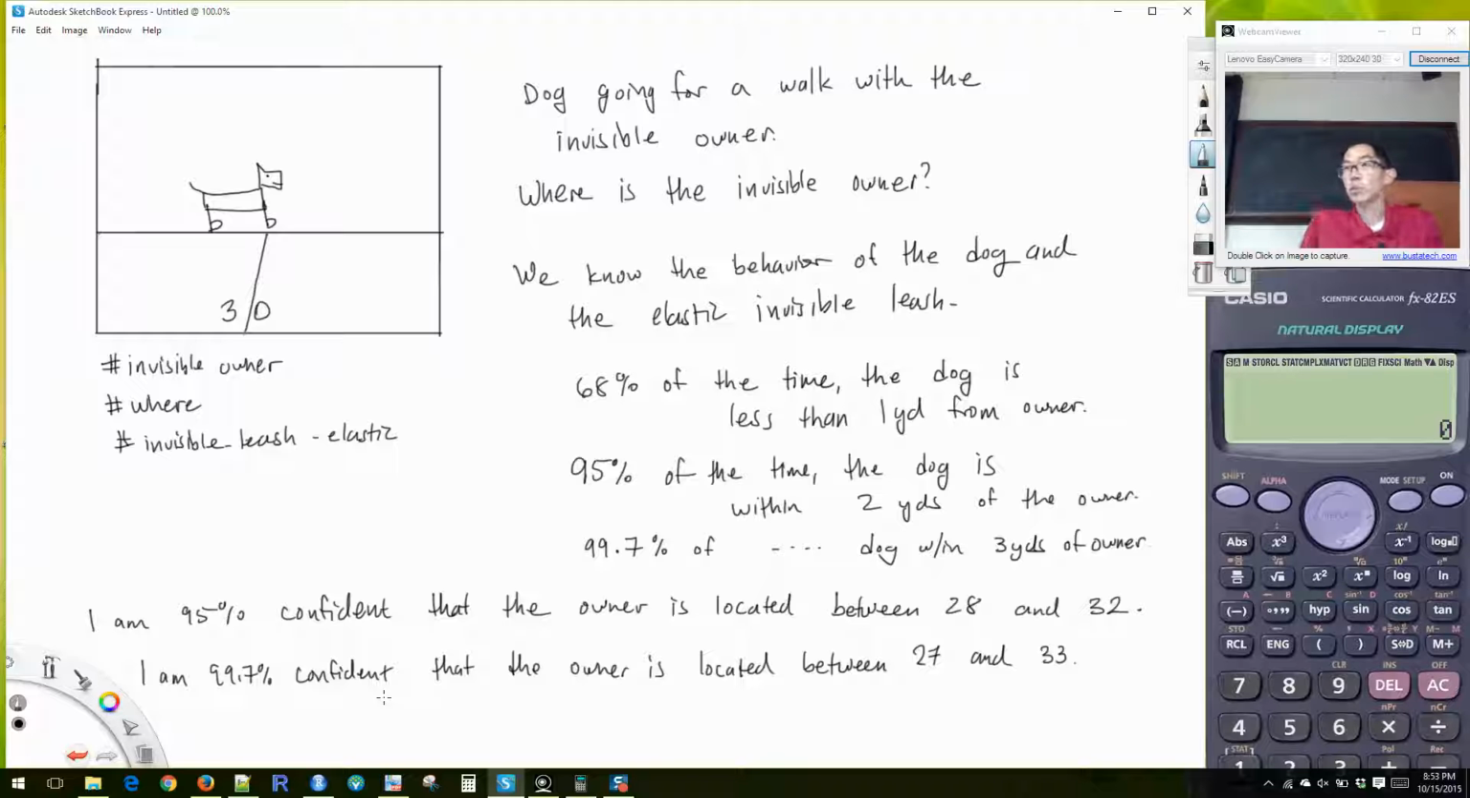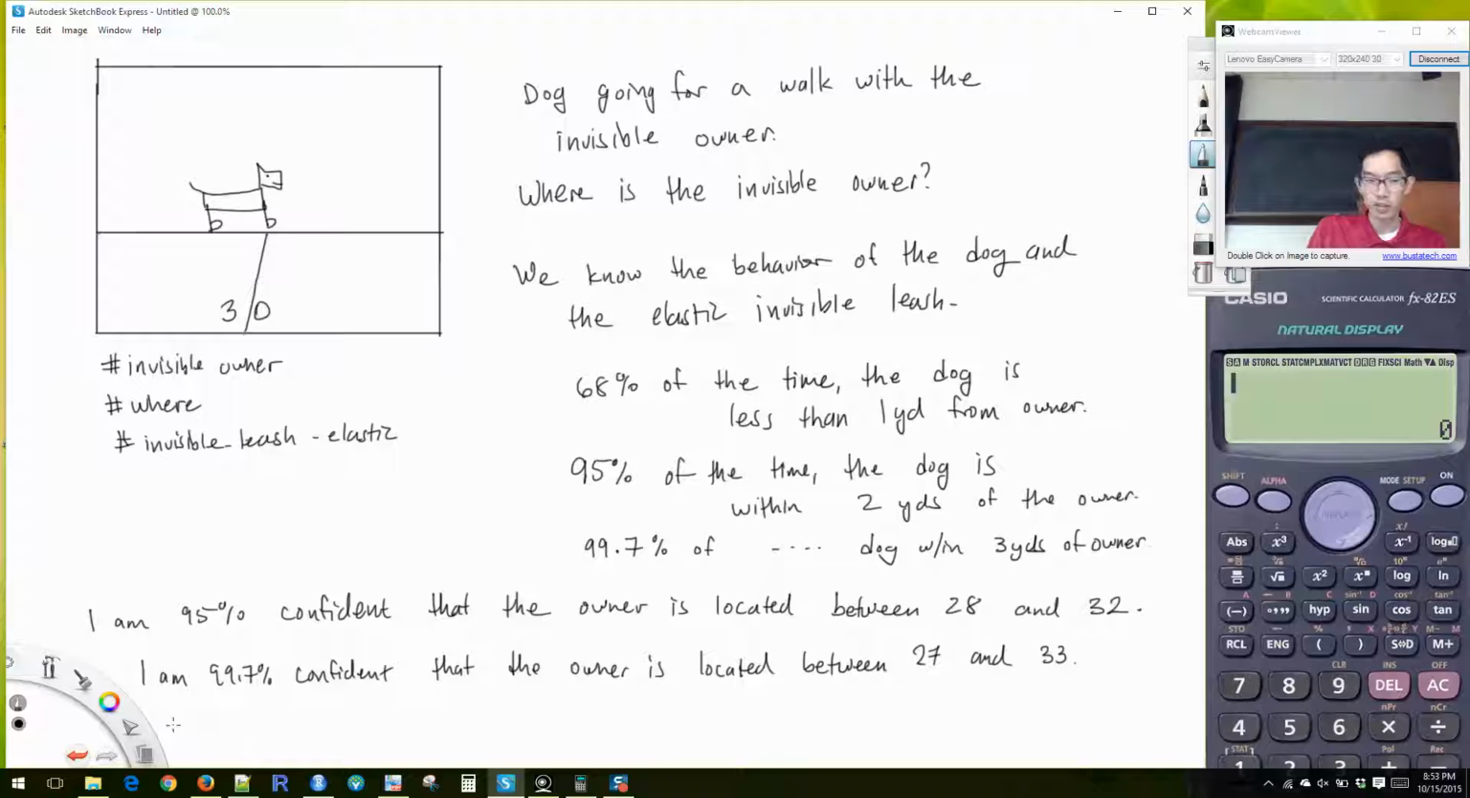Yes. The owner could be at 33.5, but that means we happen to take this picture at one of those relatively rare occasions where the dog was more than 3 yards from the owner. Okay? But because the owner and the leash are invisible, we have no idea whether that is the case or it isn't the case. We're just assuming, or hoping, that we were not that unlucky, or lucky, however you look at it, for the picture to be taken at one of those strange moments.